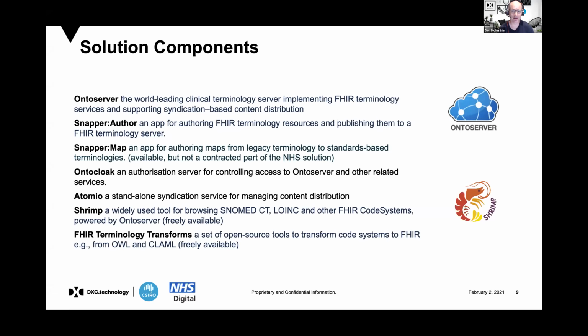Atomio is a syndication server, and I'll go into some detail later in another diagram, but it's for managing static content, if you think like releases of content, to be able to have secure static versions of released content, is probably its major use case. Shrimp is a browsing tool, which hopefully people are familiar with. SNOMED CT is where it originally came from, a web-based tool, but it will also do LOINC and other FHIR code systems as well, and it's freely available, and you can point it, just like you can point Snapper at any OntoServer instance, you can do the same thing with Shrimp. And then there's a series of FHIR terminology transforms, open source transforms we've built over time, things like OWL and CLAML support, but then more recently some of the specific formats for the NHS.